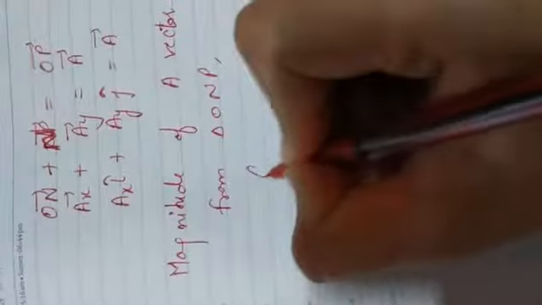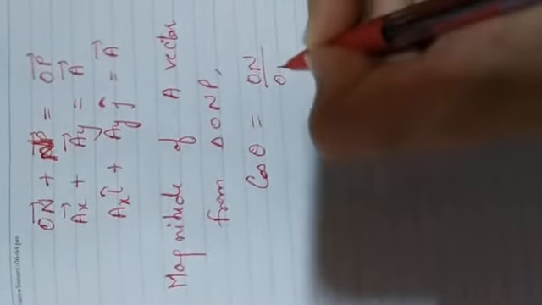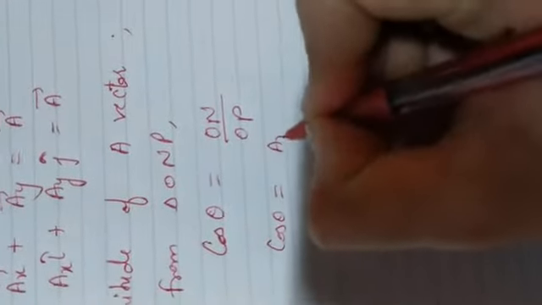Magnitude of a vector. Now from the same triangle ONP we can write cos theta equals ON by OP, that is base upon hypotenuse. From this triangle we take base upon hypotenuse. Now we can write cos theta equals Ax by A. Clear now? Put the values of ON and OP.